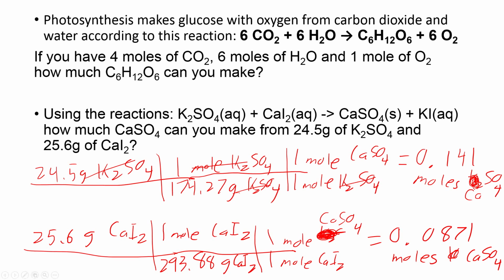So we see that the bottom is the one we make the least of. So our limiting reactant is calcium iodide. And this is what we're going to get for how much stuff we're able to make. It's 0.0871 moles of calcium sulfate.